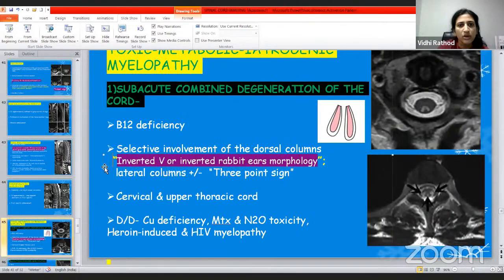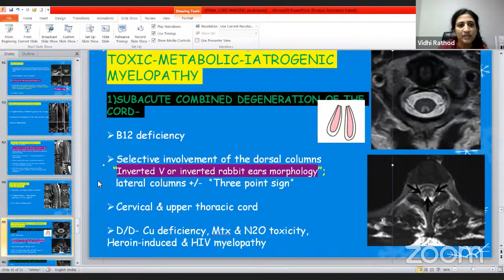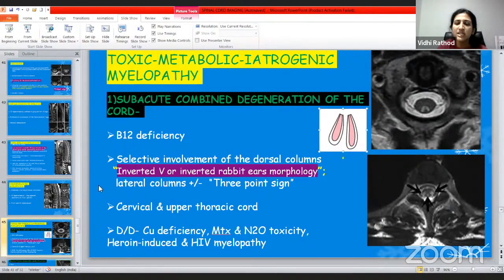Coming to toxic metabolic iatrogenic myelopathy, in that number one, we have subacute combined degeneration of the cord, most commonly seen with B12 deficiency. We know that the selective involvement of the dorsal columns gives a characteristic inverted V or inverted rabbit ears morphology. If there is involvement of the lateral columns as well, that gives rise to a 3-point sign. Characteristically, cervical cord is involved, or upper thoracic cord may be involved. The differentials are copper deficiency, methotrexate and nitrous oxide toxicity, heroin-induced and HIV myelopathy.